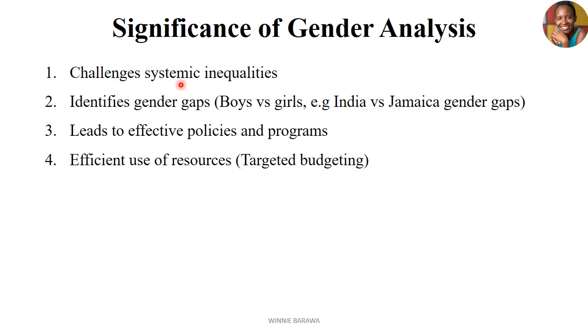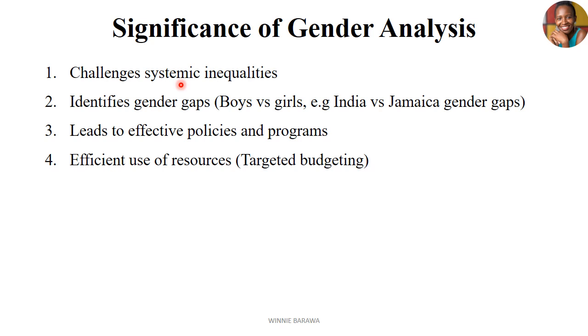And we can come up with better policies. The second significance of gender analysis is that it's able to identify gender gaps that exist, and then you can break that gap and create equal access. For example, there is research that was done showing a variation between boys and girls in India and Jamaica, where the gender gaps are a bit different. In India, access to education for girls is still low. But in Jamaica, it's the opposite, where access to education among boys is actually less compared to the girls.